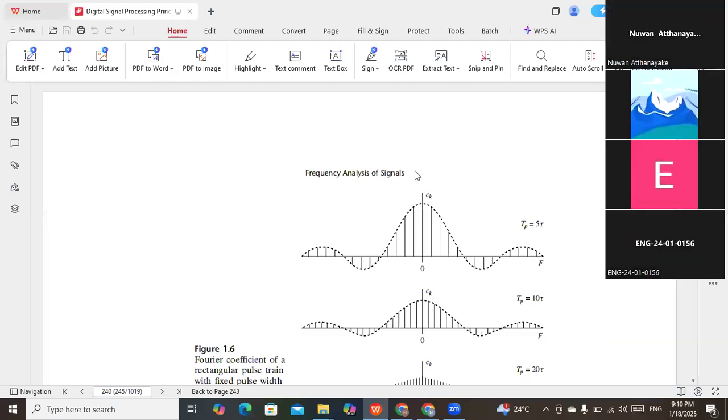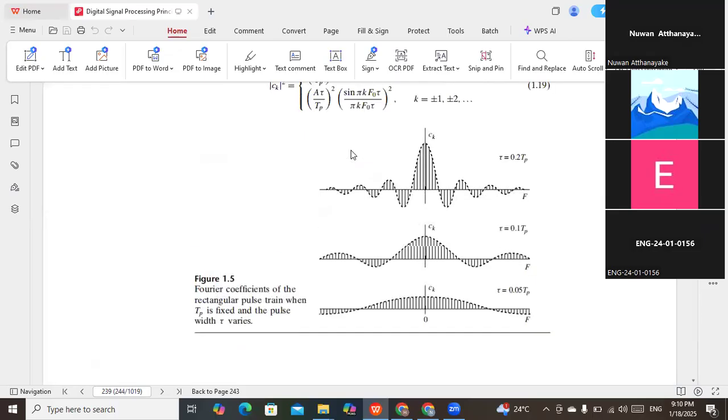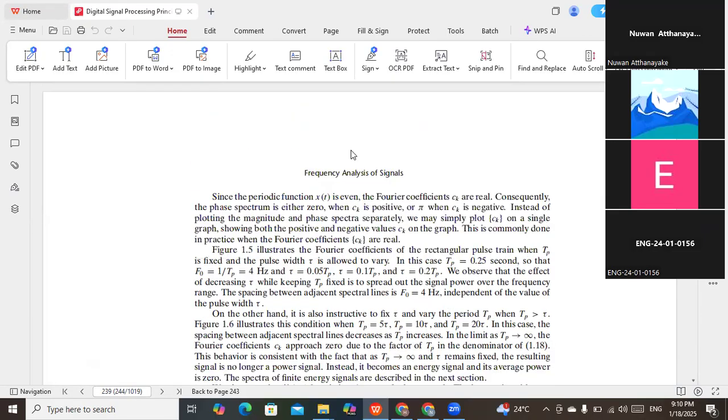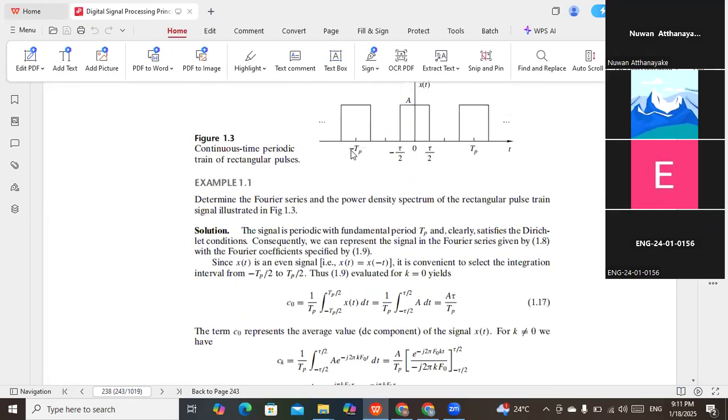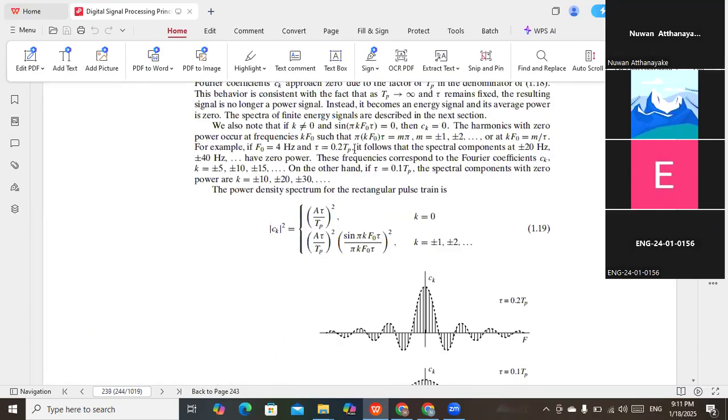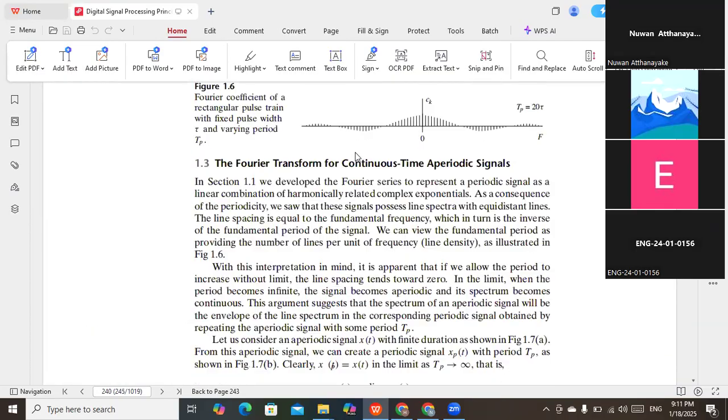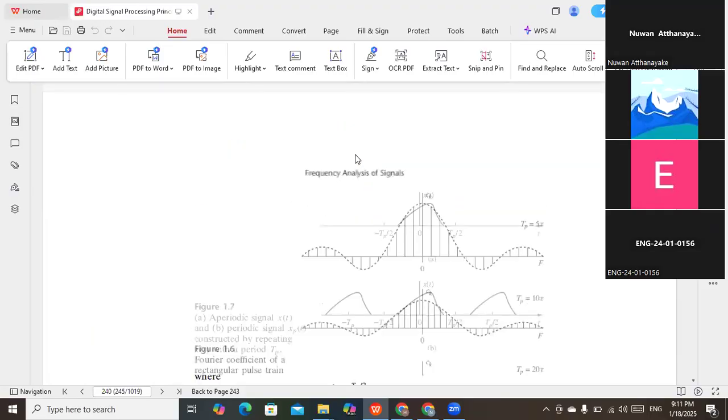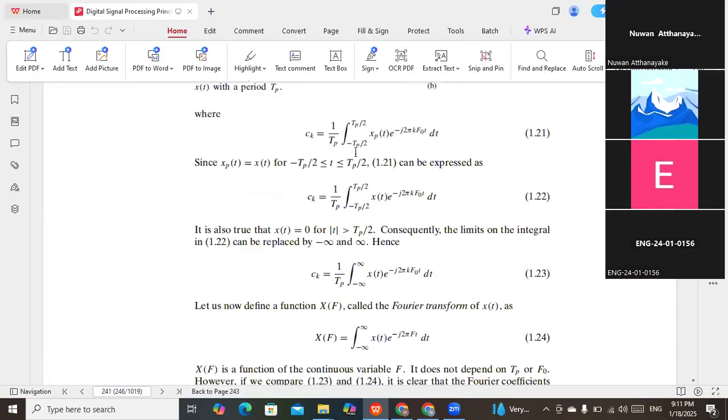Okay. Previous week we have discussed exponential Fourier series representation of a discrete time signal. Okay, and we saw how to draw the phase plot and magnitude plot. It is not much difficult.